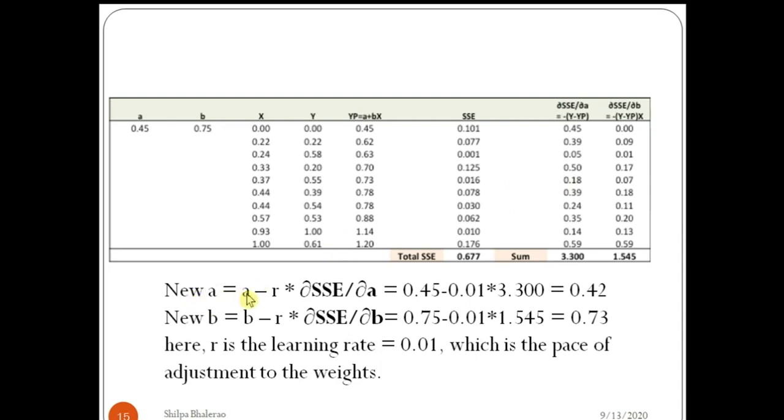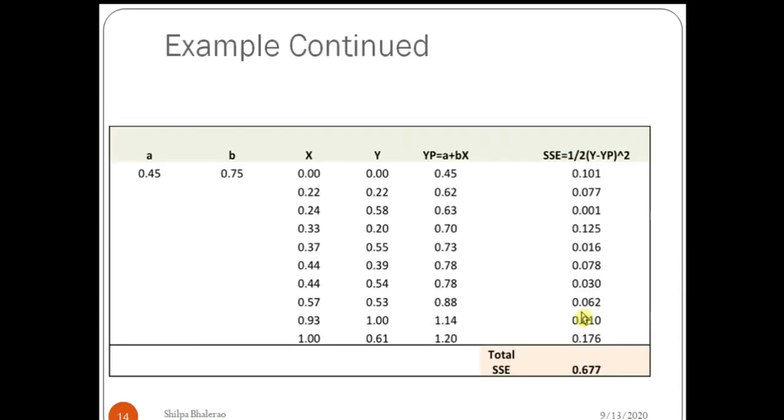So what will be the next values? 0.42 and 0.73. In this manner, we have to repeat. I will repeat this example once again. Instead of theta 0 and theta 1, we have A and B here. We calculated the predicted value. Based on this predicted value, we calculated 1 by 2 times predicted minus actual. This is the cost function, for each value of x.